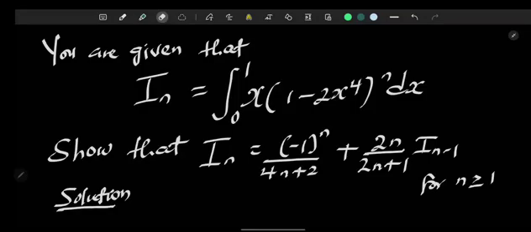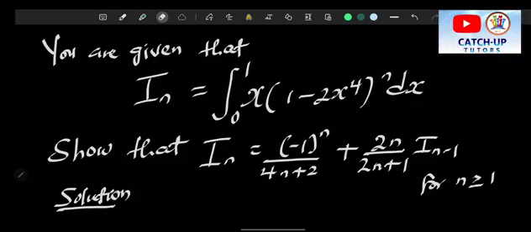In today's class, I'm going to provide a solution to this given problem, and this is one of those tricky integration by reduction problems that can feel frustrating if you don't know the right approach to use here. However, once you see the right method to use, you realize that it's actually simple to solve. Now, given that I_n equals the integral from 0 to 1 of x(1 minus 2x^4)^n dx, we should show that I_n equals this.